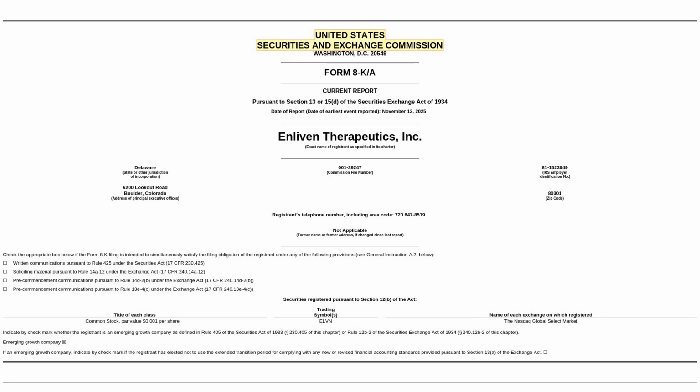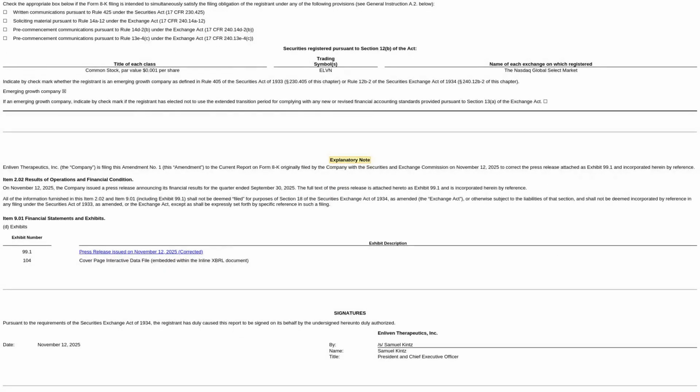Alright, so what we have here is an amendment to a previous filing in 8-K. Think of it as a correction stamp on a document already sent. The company Enliven Therapeutics Incorporated originally filed a report on the 12th of November 2025, and now they're back to fix something. The reason for this amendment, as they clearly state, is to correct a mistake in a press release they attached to that original filing. Specifically, they say it's to correct the press release they attached as Exhibit 99.1. So, the original announcement about their financial results was a bit off and they're publishing a revised version.